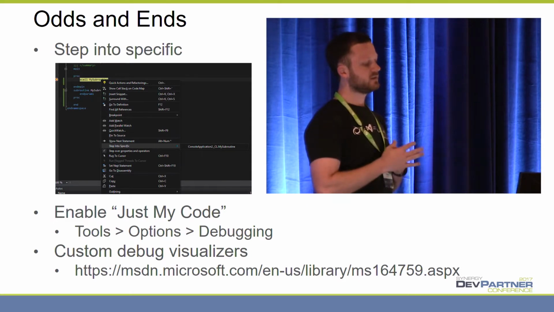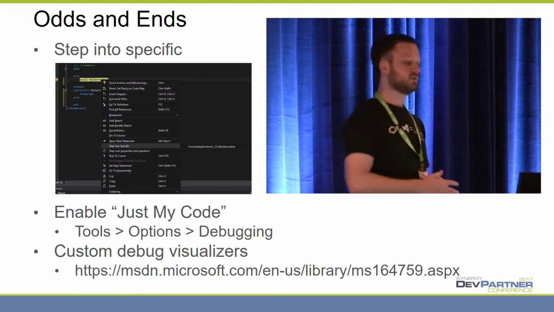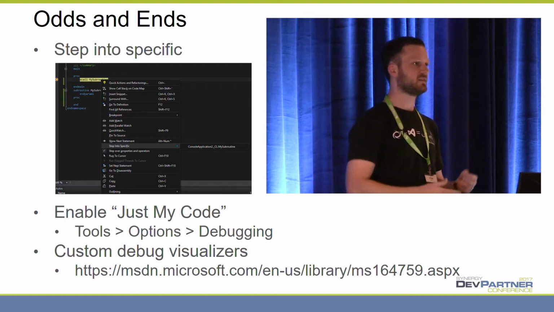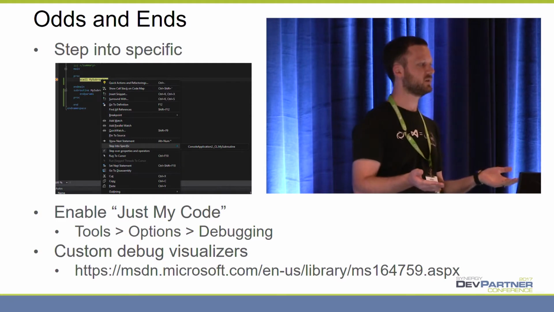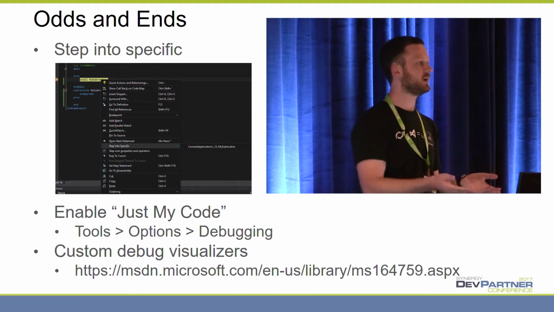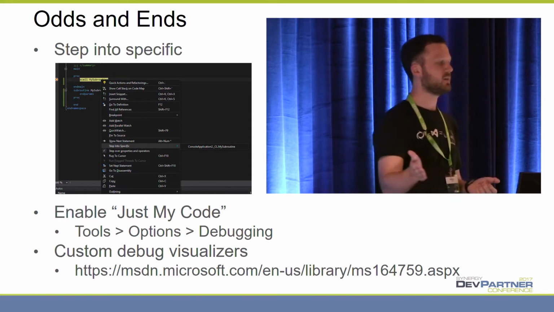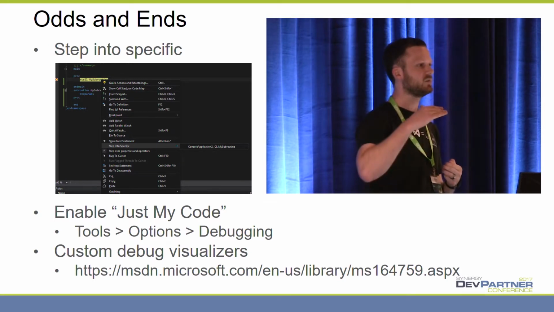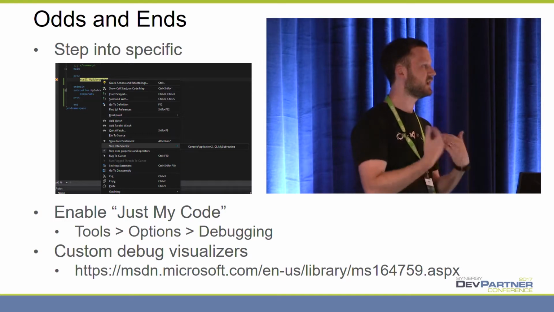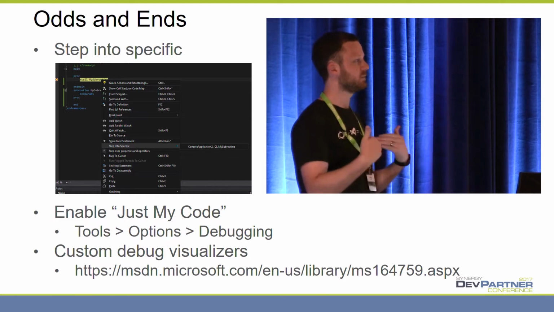The next one is turned on by default. Sometimes you want it on by default, sometimes you don't. Just my code basically says that if I didn't build this, please do not surface exceptions that are thrown from here, because I probably don't know anything about them and I don't care. If I'm trying to step over something or into something and I have just my code turned on and I'm stepping into something that's not mine, it will skip over it because I'm saying, please don't debug anything that's not my code.